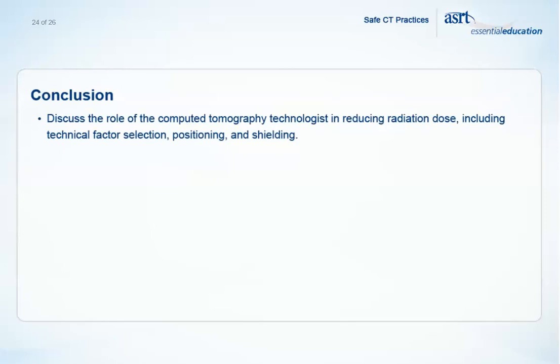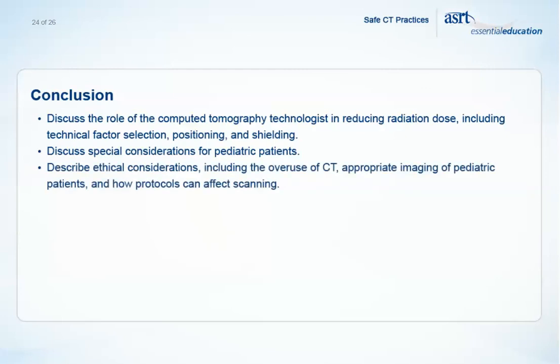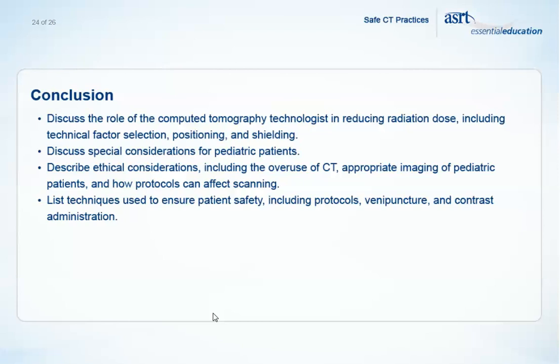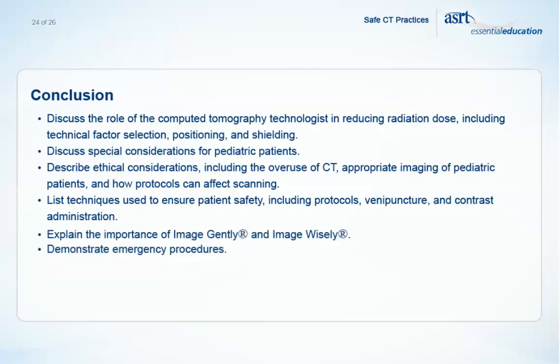This concludes Safe CT Practices. You should now be able to discuss the role of the computed tomography technologist in reducing radiation dose, including technical factor selection, positioning, and shielding. Discuss special considerations for pediatric patients. Describe ethical considerations including the overuse of CT, appropriate imaging of pediatric patients, and how protocols can affect scanning. List techniques used to ensure patient safety, including protocols, venipuncture, and contrast administration. Explain the importance of Image Gently and Image Wisely. Demonstrate emergency procedures.